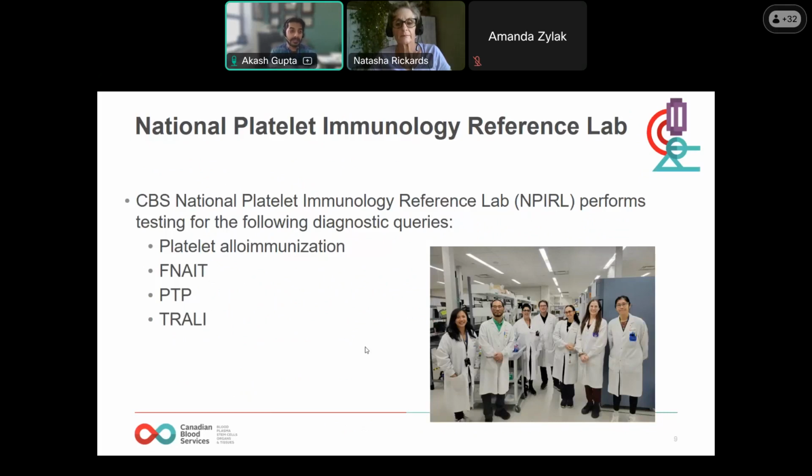The CBS National Platelet Immunology Reference Lab is now located in Brampton, Ontario. Our team does testing for a variety of different things, including the platelet alloimmunization workups and help with the donor selection for patients who require these special products. We also do FNAIT, fetal neonatal alloimmune thrombocytopenia workups. We do investigations for post-transfusion purpura, and we do some of the TRALI workup too, for donors and patients suspected in TRALI reactions.